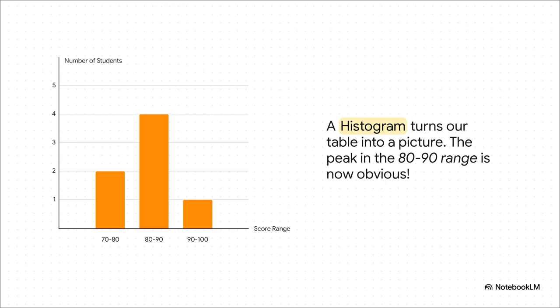And bam, we turn that table into what's called a histogram. Each bar is one of the score ranges from our table, and the height of the bar tells you how many students are in it. Now, you don't just see the numbers, you can feel the shape of the data. That big spike in the 80 to 90 range just jumps right out at you. That's the story of the data in picture form.